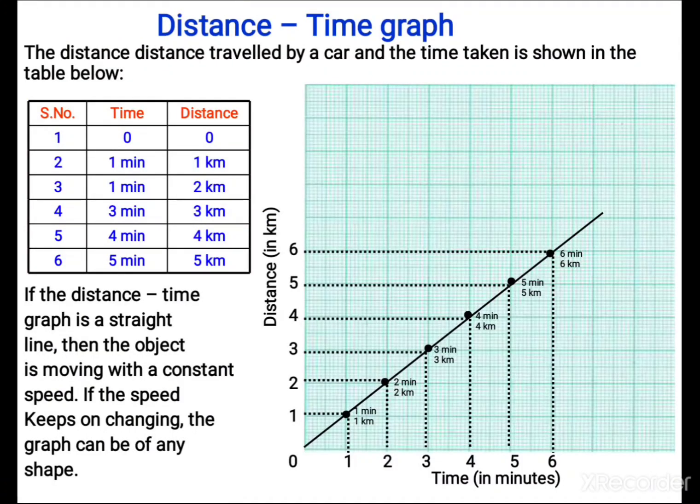Distance time graph. The distance travelled by a car and the time taken is shown in the table below. If the distance time graph is a straight line, then the object is moving with a constant speed. If the speed keeps on changing, the graph can be of any shape.